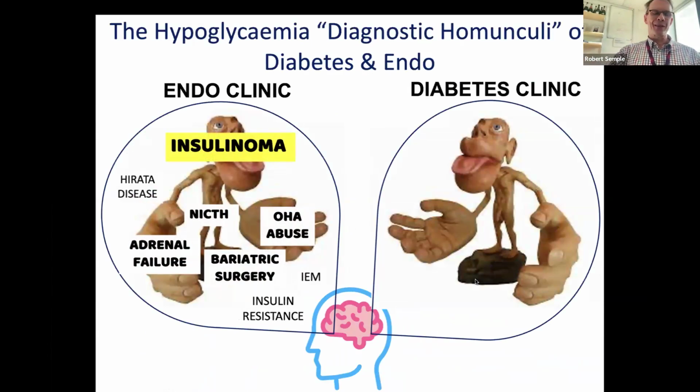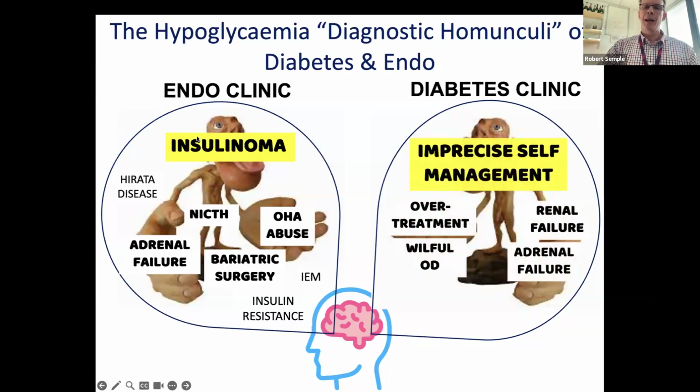The endocrinologist confronted with hypoglycemia pursues insulinoma with an almost obsessive zeal, although at the same time they're pretty good at being mindful of bariatric surgery, the potential for hypoglycemic agents, abuse, non-islet cell tumor hypoglycemia, and adrenal failure. These are vaguely in the background, but it's unhealthily dominated by the insulinoma. And of course, in the diabetes clinic, it's really mostly about imprecise self-management, with odd stuff around the edges.